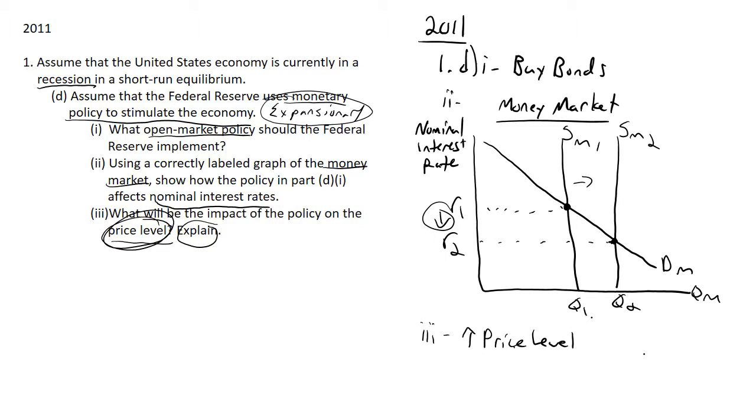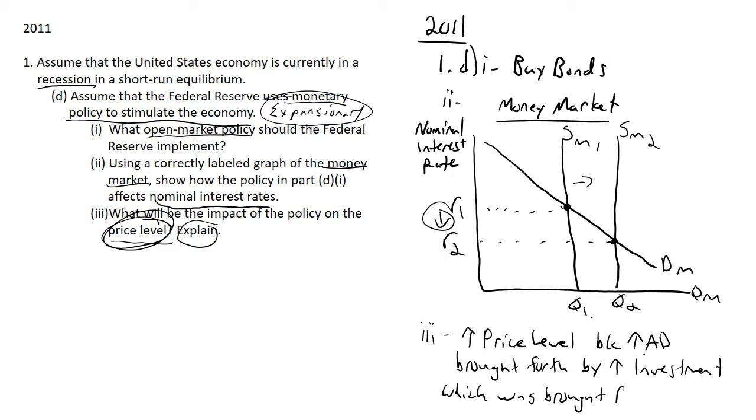And please make sure you get all this in your explanation. An increase in the price level because of the increase in aggregate demand brought forth by the increase in investment spending, aka business spending, which was brought forth by the decrease in the interest rate that we saw here on our money market graph. So that takes care of 2011, question 1.